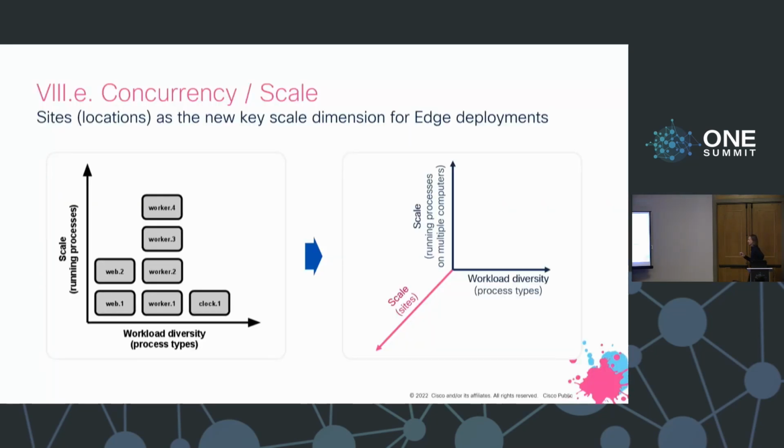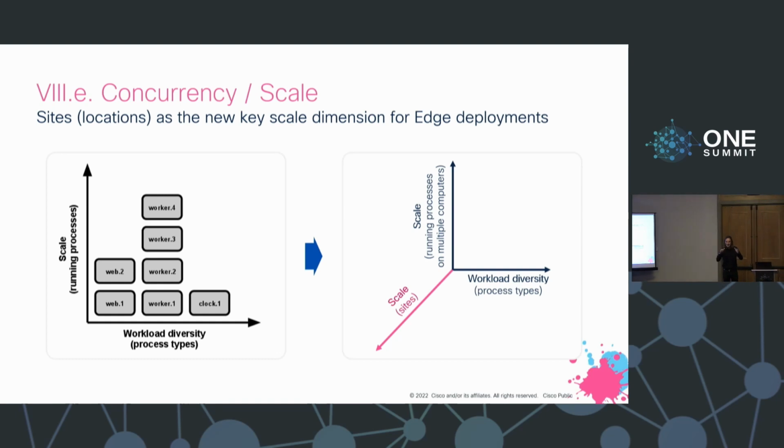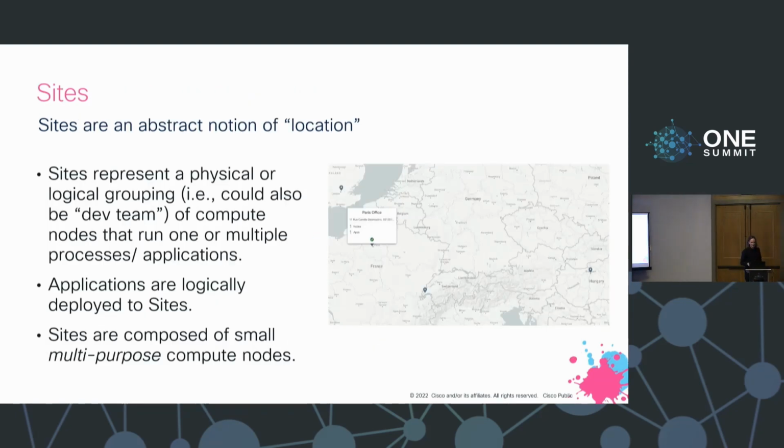One key principle we have to adhere to is that in the cloud, we scale by the number of running processes, the number of workers. We will continue to do that, but only on a per-location basis. But now you have these many edges, times n. That means I have a new dimension that I need to add to my consideration list. So I'm scaling by location. And what does scaling by location mean?